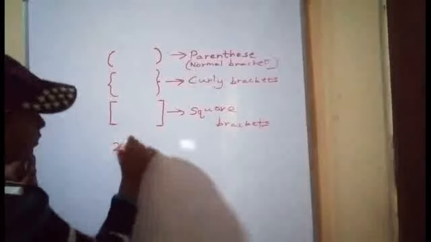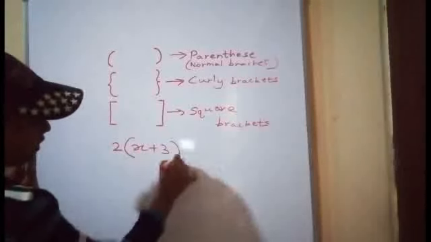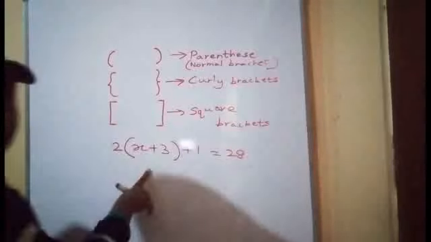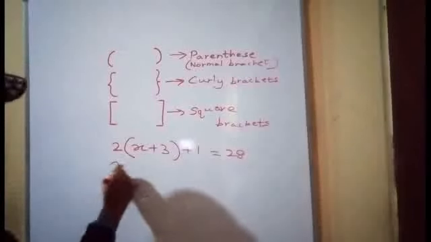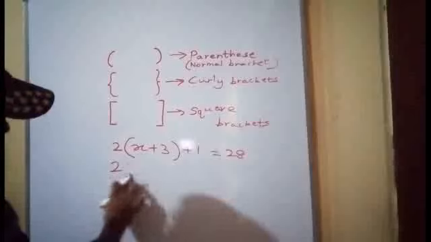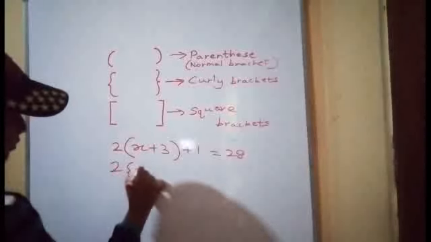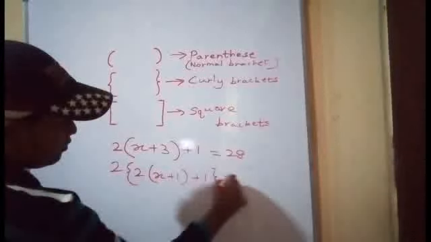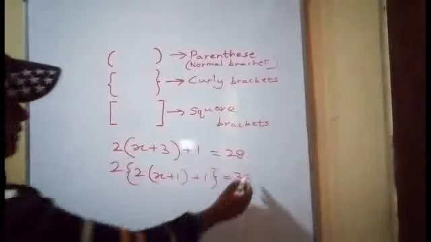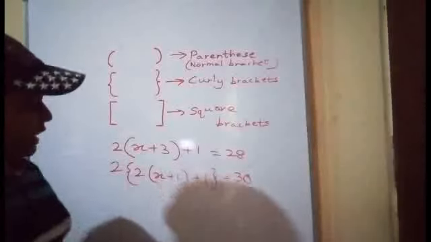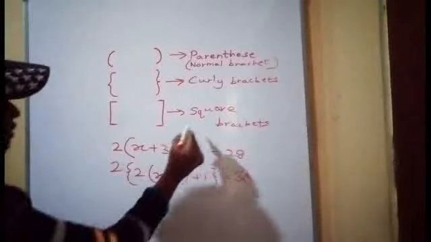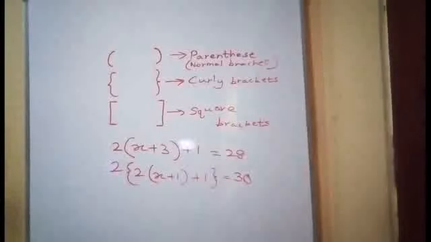So 2x plus 3 plus 1 equals 28. Now this is the parenthesis one. And this is the curly brackets one, in which we also use the normal brackets, the parentheses. Square brackets we don't use for now; we have those in grades 10 and 11.